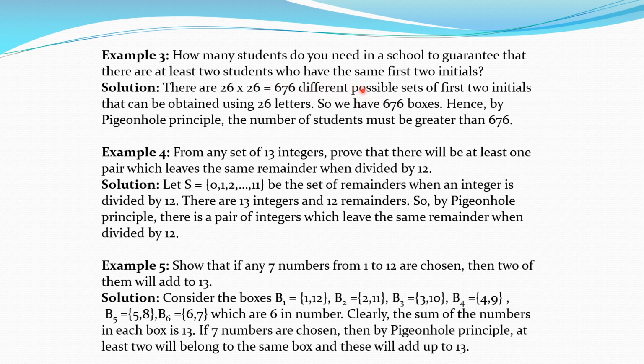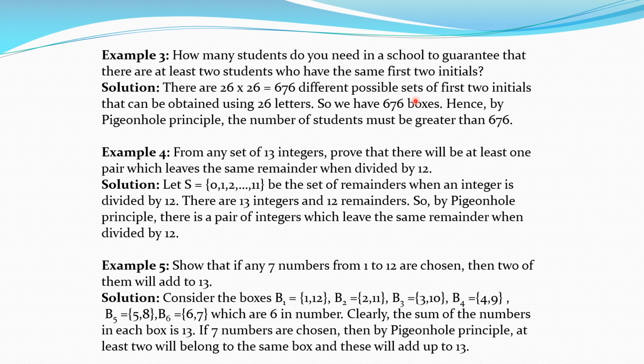Now the initial of every student will be from A to Z. The first initial has 26 ways, that is A to Z. Now the second initial is again from A to Z because it may be repeated also. So how many ways can the first two initials be formed, like AB, AC, like that. By the product rule there are 26 into 26, that is 676 different possible sets of first two initials. So AZ, then BZ, like that. There are 676 possible sets of first two initials.